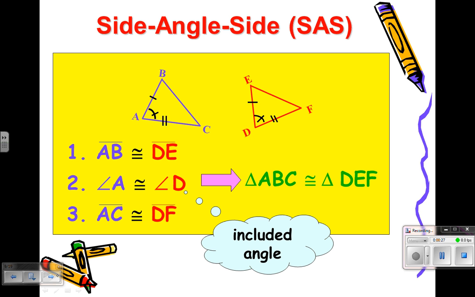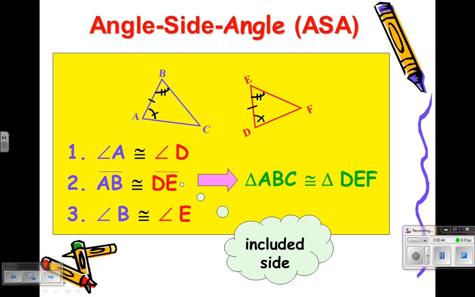As a review, the side-angle-side method is if you have two triangles that have two congruent segments to each other, and the included angle is also congruent, then the triangles are congruent. Once again, included angle means it's between the two sides.